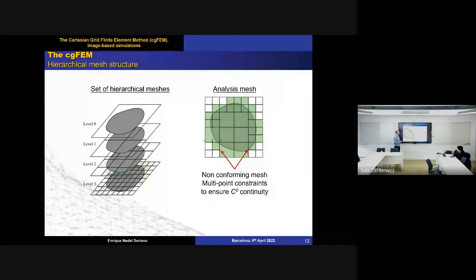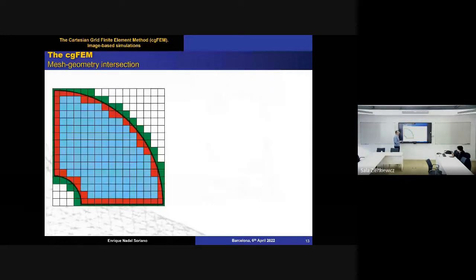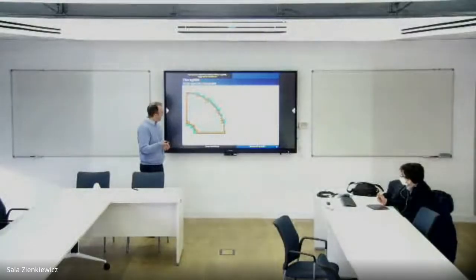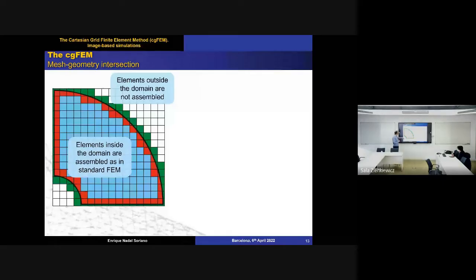Well, what happens here is that there are many internal elements and some elements around the boundary. The internal elements are like standard finite elements. They can be integrated using the standard techniques. However, elements that are cut by the boundary require special treatment.